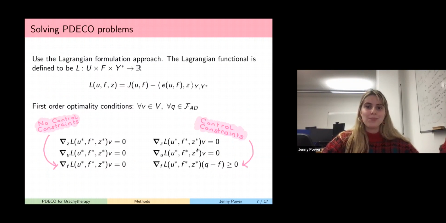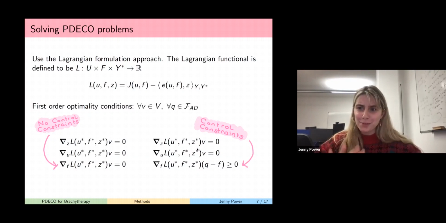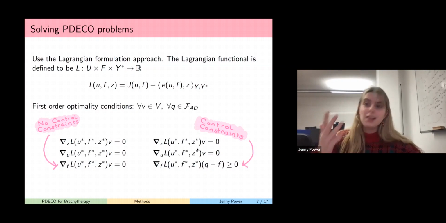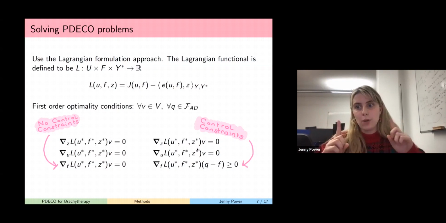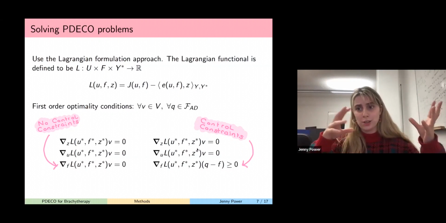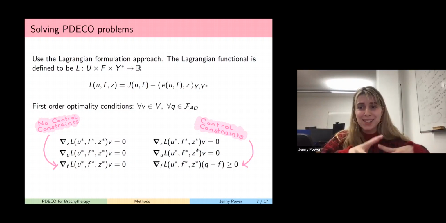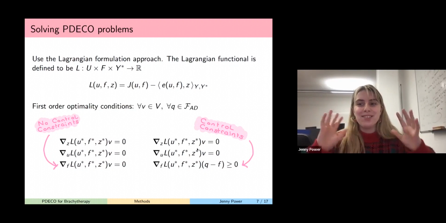Fantastic. I guess now, how do we solve PDE constrained optimization problems? There's a few different ways of doing it. My preferred method is to use a Lagrangian formulation. This treats U and F, our state and our control, as independent variables. There's another method which reduces it to just a one variable system, but I prefer this way.